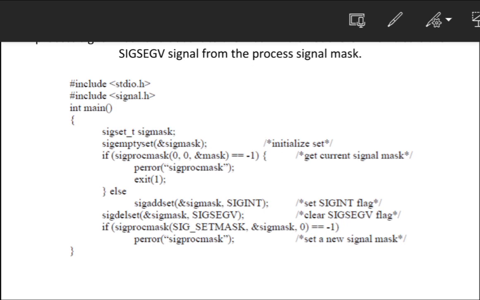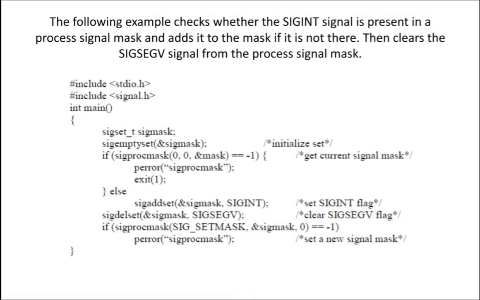If it's not there, I have to come out of the if statement. Then I have to add the signal mask, that is, start a new signal mask. Then again I can repeat the same steps to add SIGINT to the mask and to delete SIGSEGV from the mask. Hope you are understanding, guys. Suppose if you have any doubts, please post your doubts in the comment section, right?